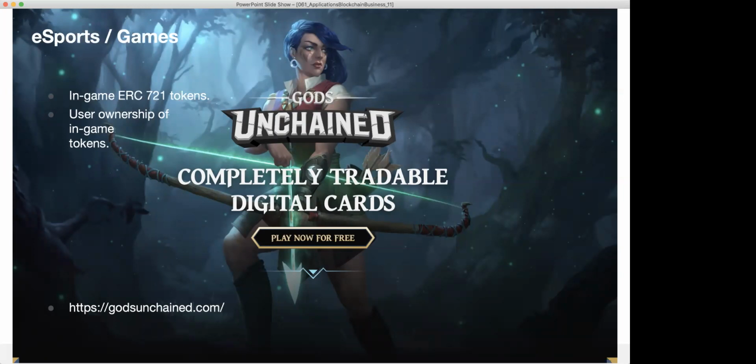Yet another DeFi application, and this one's in Sydney in Australia, is esports. So have a look at Gods Unchained. It looks great. I haven't actually played it, but they've got these digital trading cards within the game that people pay for. And so the idea is that users actually want to have ownership of those in-game tokens.